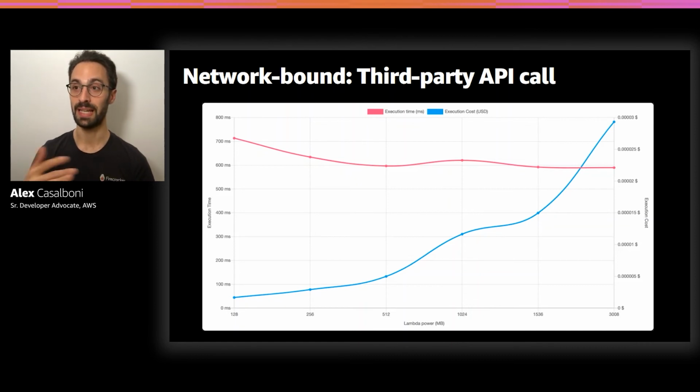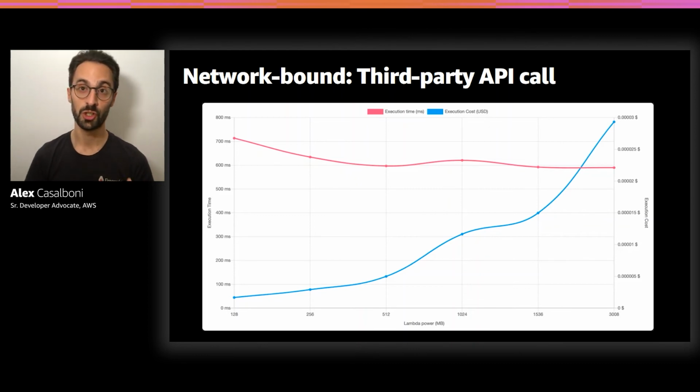As you can see, the execution time this time, the red line, is pretty flat. Whatever we do, execution time doesn't change, while, as you would expect, the execution cost always goes up. So here we can't really do much.